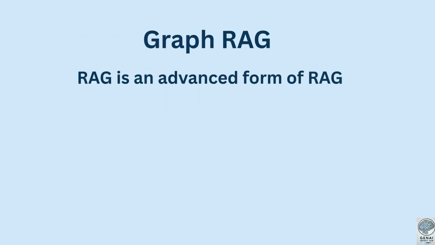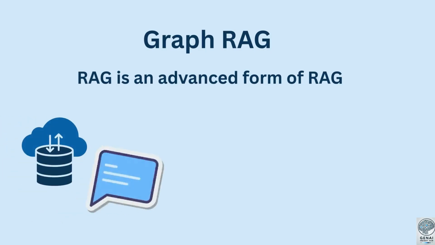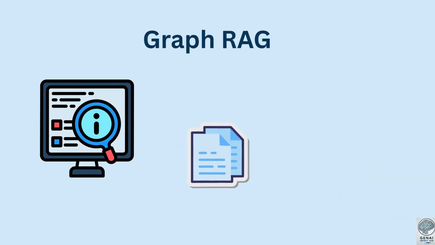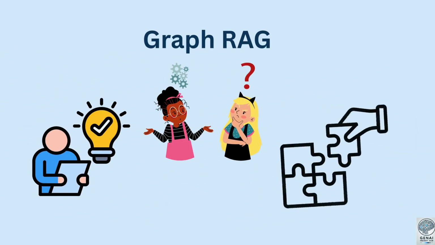What is graph RAG? Graph RAG is an advanced form of RAG. Instead of storing data as plain text, we store it as a knowledge graph. So instead of just searching documents, the system can search relationships, understand meaning, and reason over connected data.